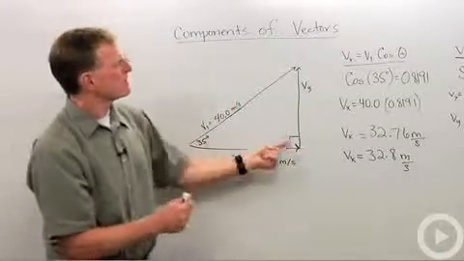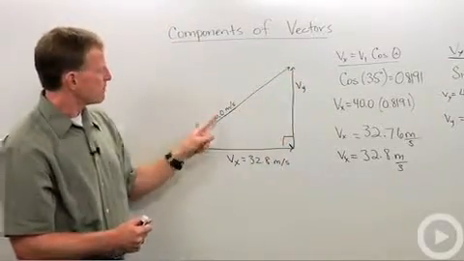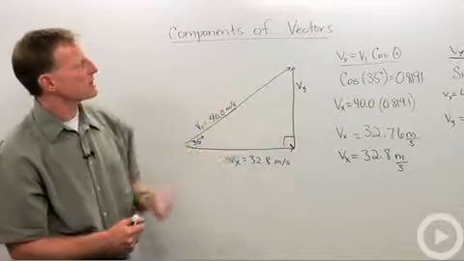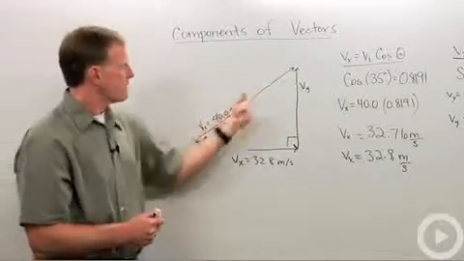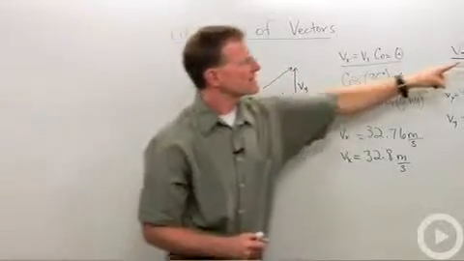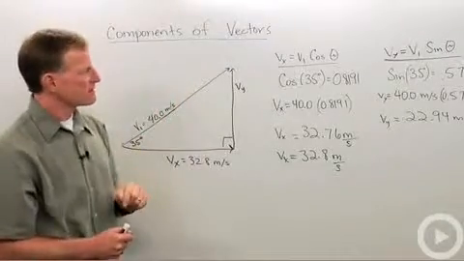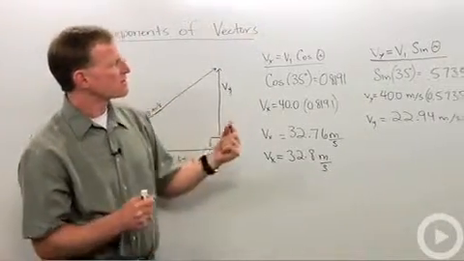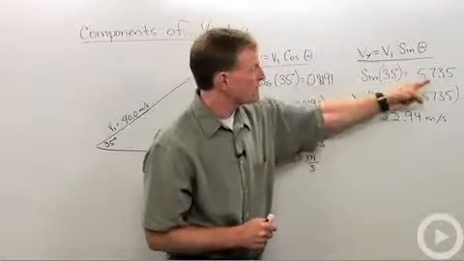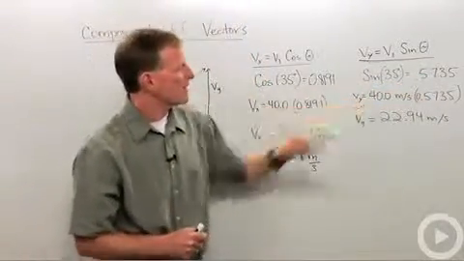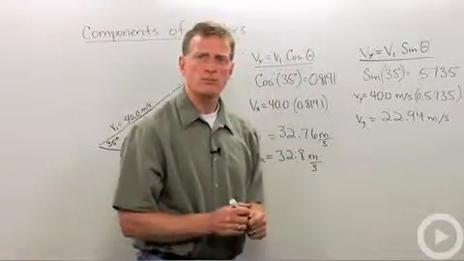Okay, now let's look at the y vector, okay? In this case, my y vector, when I compare it to v1, okay, I can calculate that by saying my vector y equals my initial vector times the sine of theta. Remember, sine is a relationship between this and this side and this side, okay? So in this case, the sine of 35 degrees is 0.53735, and I multiply that by 40 meters per second. I get 22.94 meters per second, okay?